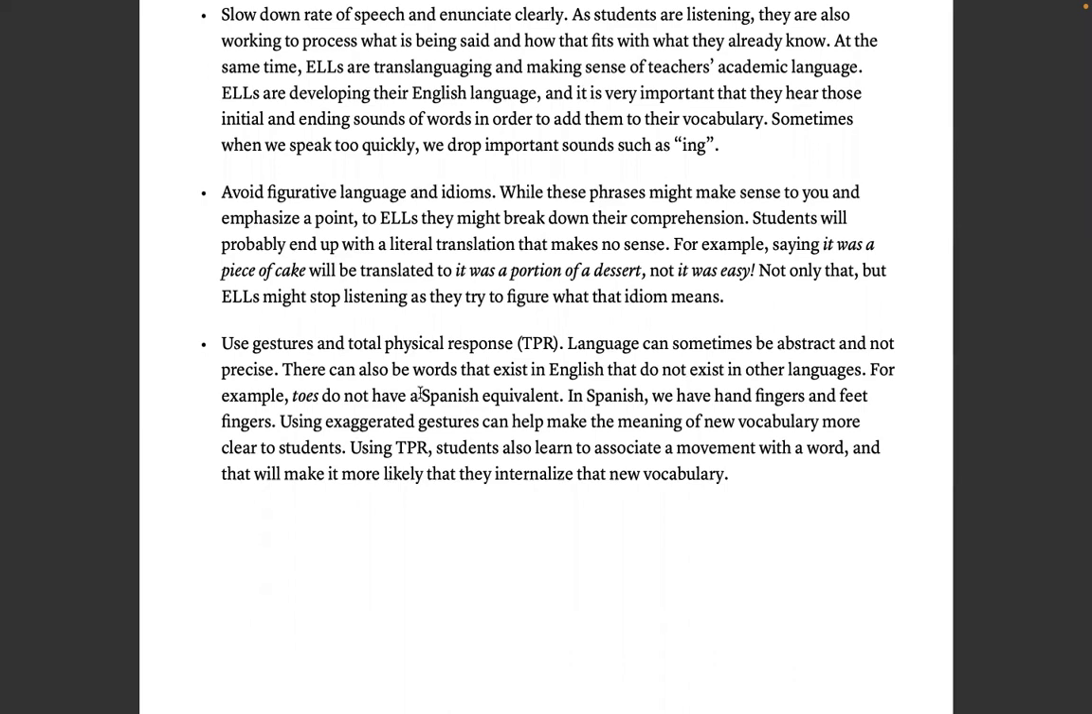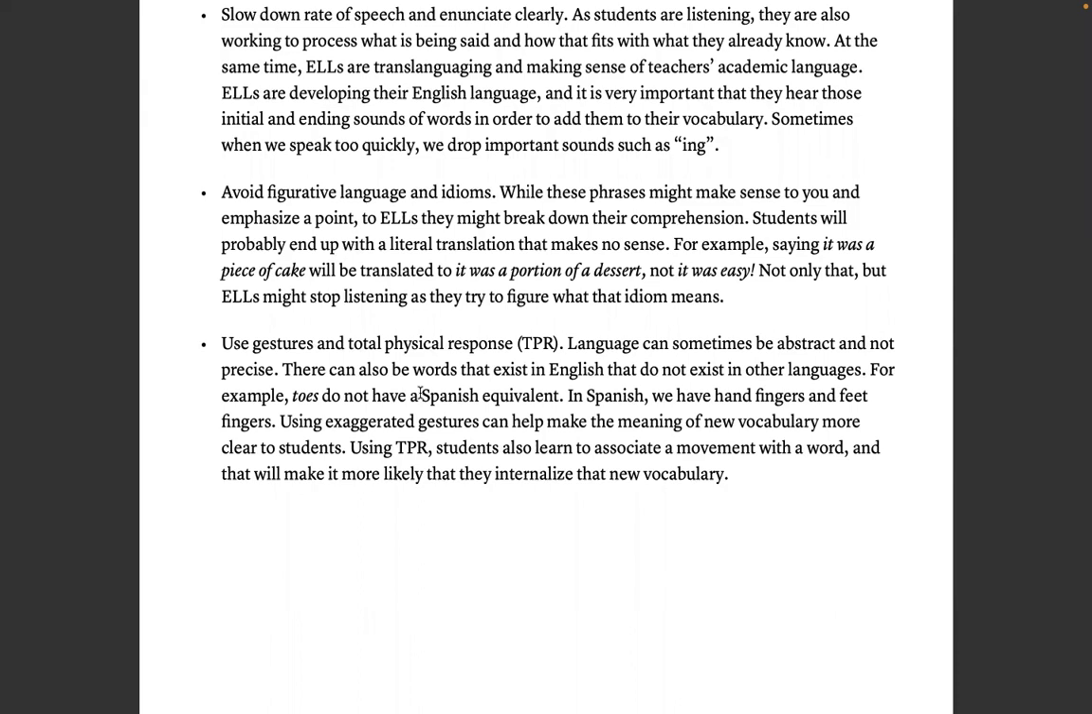So language can sometimes be abstract and not precise. There can also be words that exist in English that do not exist in other languages. For example, toes do not have a Spanish equivalent. They're just dedos. They're just like on your hands or they're on your feet, right? In Spanish, we have hand fingers and feet fingers. Using exaggerated gestures can help make the new vocabulary more clear to the students.